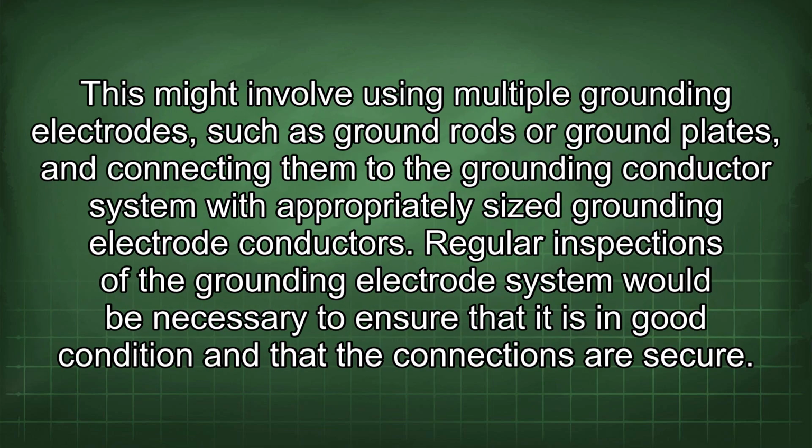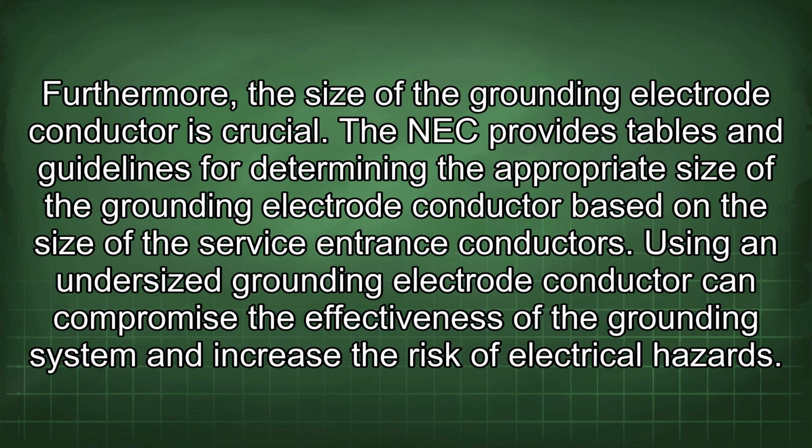This might involve using multiple grounding electrodes, such as ground rods or ground plates, and connecting them to the grounding conductor system with appropriately sized grounding electrode conductors. Regular inspections of the grounding electrode system would be necessary to ensure that it is in good condition and that the connections are secure. Furthermore, the size of the grounding electrode conductor is crucial. The NEC provides tables and guidelines for determining the appropriate size of the grounding electrode conductor based on the size of the service entrance conductors.